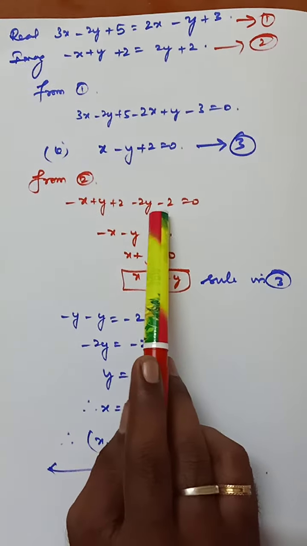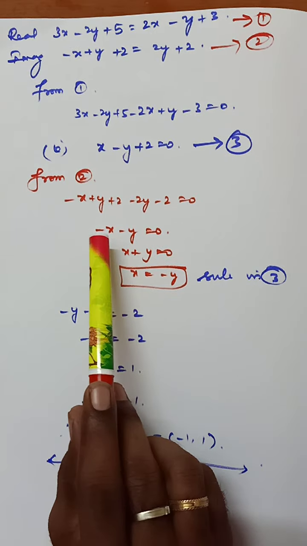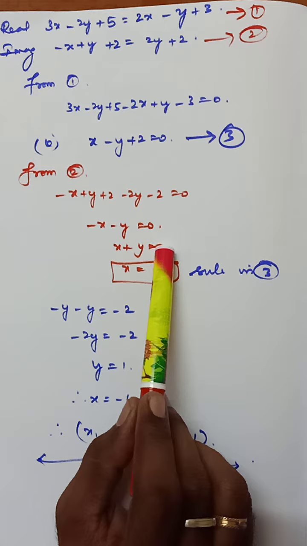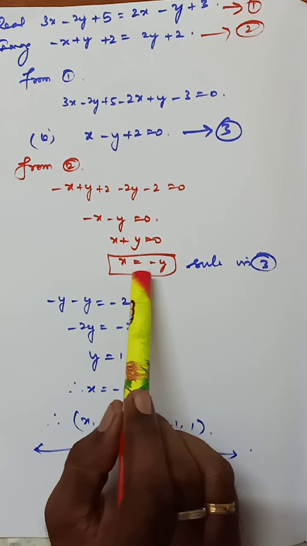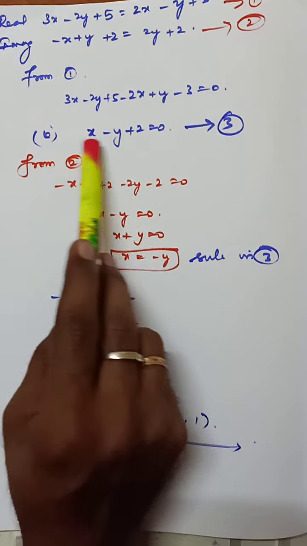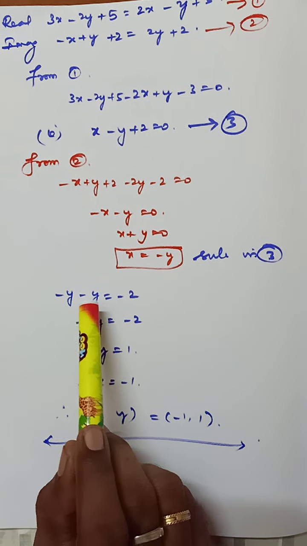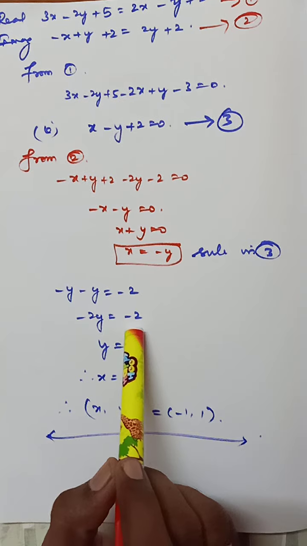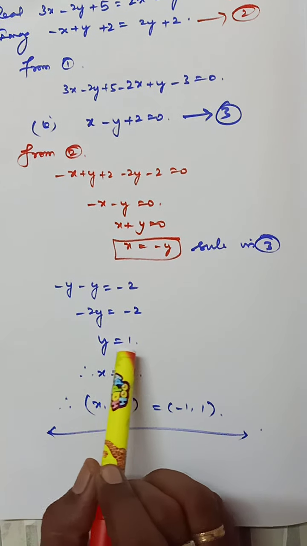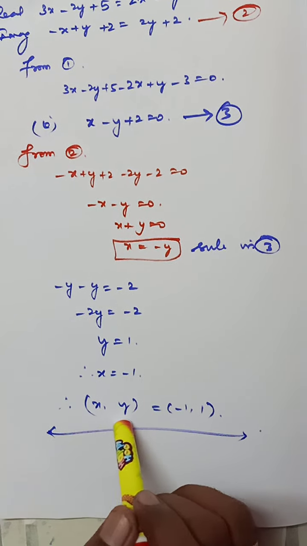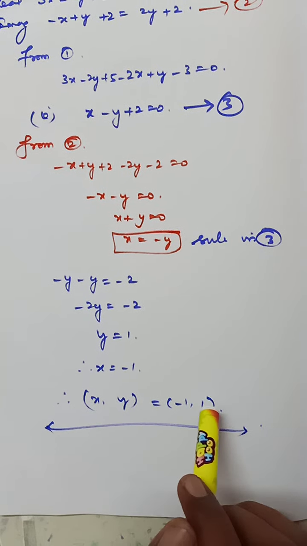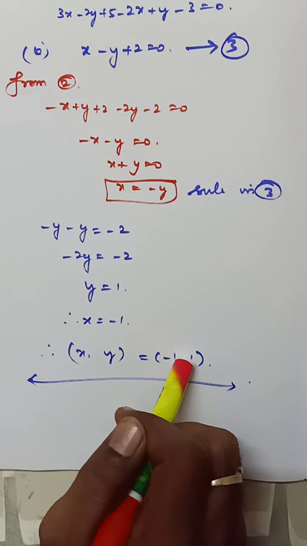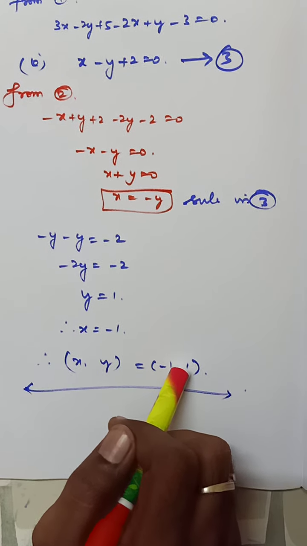From that, taking all terms to one side: minus x minus y equal to 0, that is x plus y equal to 0. That will become x equal to minus y. I can substitute this in the first equation, that gives minus 2y equal to minus 2, that becomes y equal to 1. Therefore your x and y values are minus 1 comma 1. Okay, that is Exercise 2.2 over. Exercise 2.3 we will see in the next video. Thank you.